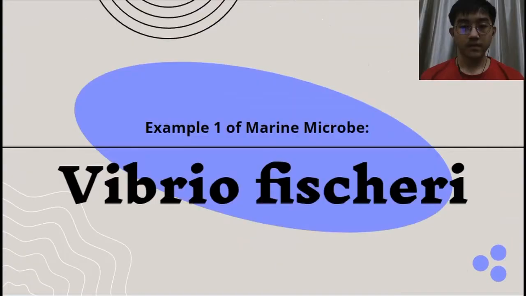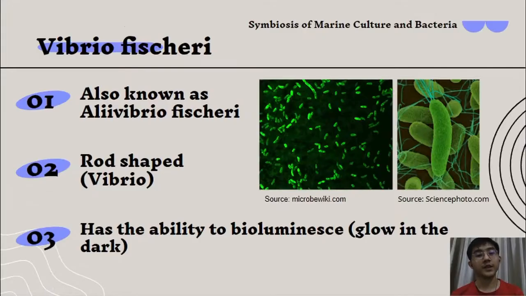Thank you, Brian. Now, I'll first share an example of a symbiosis of marine culture and bacteria. The marine microbe which I want to talk about today is Vibrio fischeri, also known as Aliivibrio fischeri. This marine microbe is a rod-shaped, gram-negative marine bacterium that can be found free living or in a mutualistic association with certain squids and fishes. They can also be found in most marine environments but aren't all that plentiful.